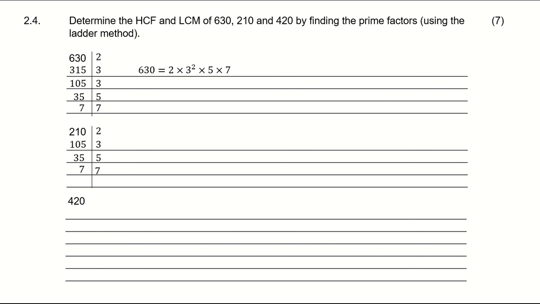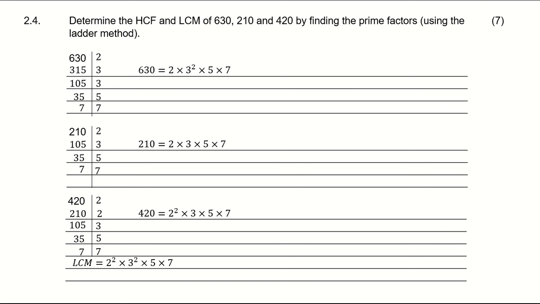To write 210 as a product of prime numbers or prime factors, it will be 2 times 3 times 5 times 7. You will do the same thing with 420. You'll find the lowest prime number and then write it as a product of prime factors, and this is what you will get.